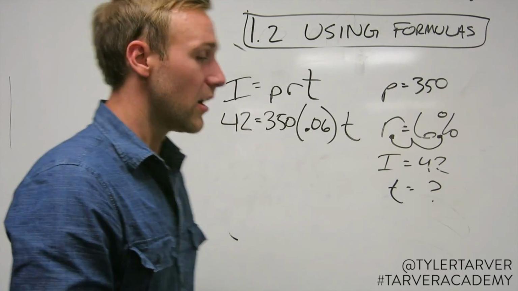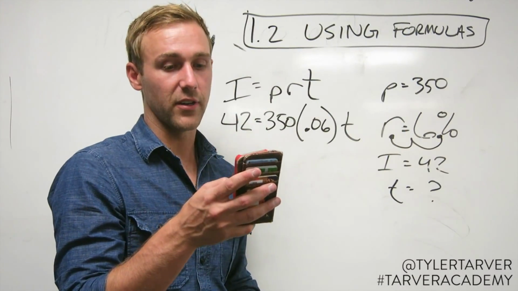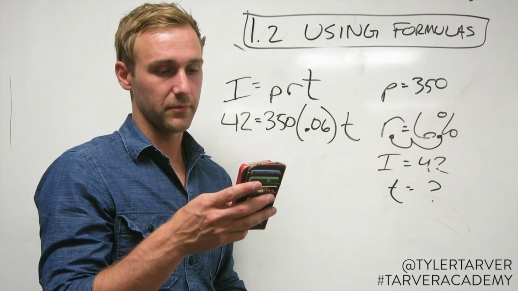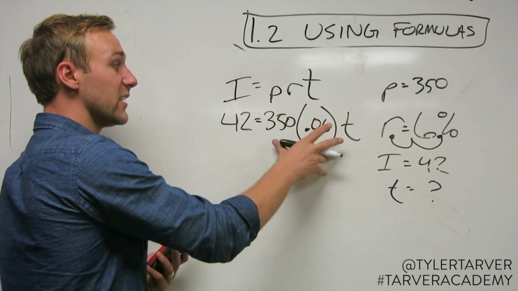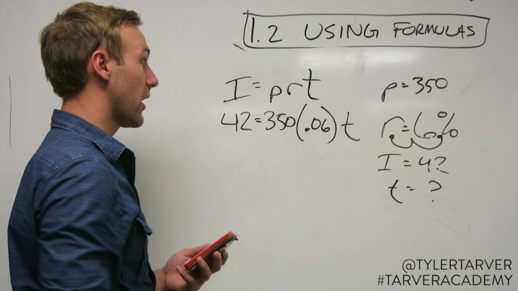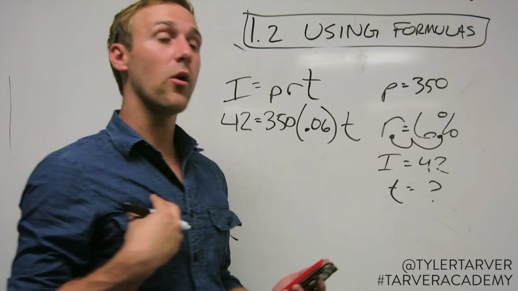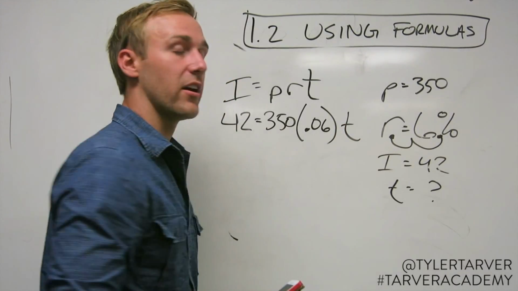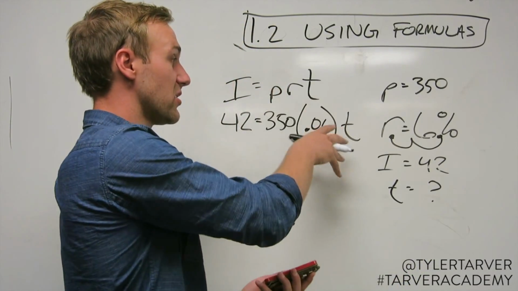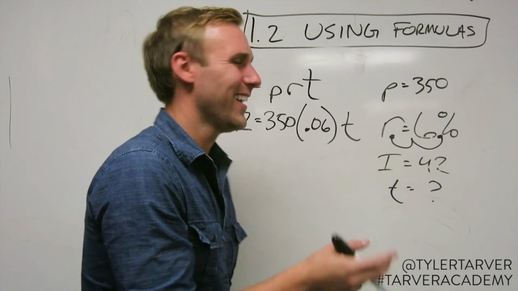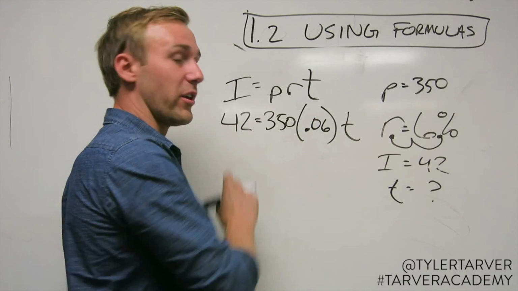So there we go. Now we take out our calculators, which mine looks a lot like a cell phone because it is a cell phone. We need to simplify this and get T by itself. We've got to get this formula to where the T is by itself instead of the I being by itself. So we know how much time we have to put our 350 bucks in there at 6% interest to get 42 bucks out of it.